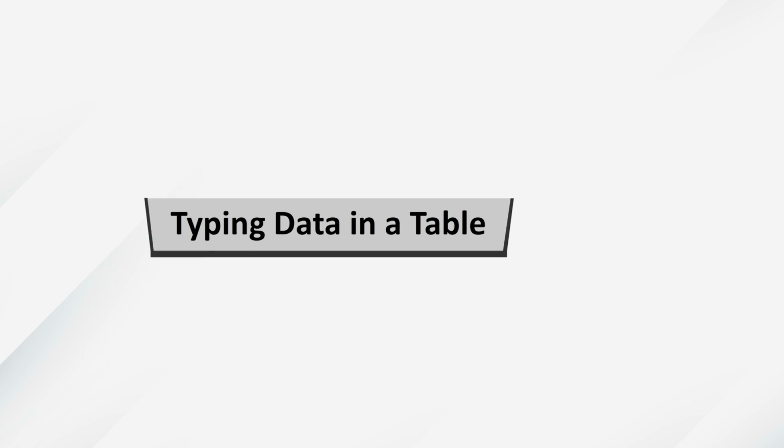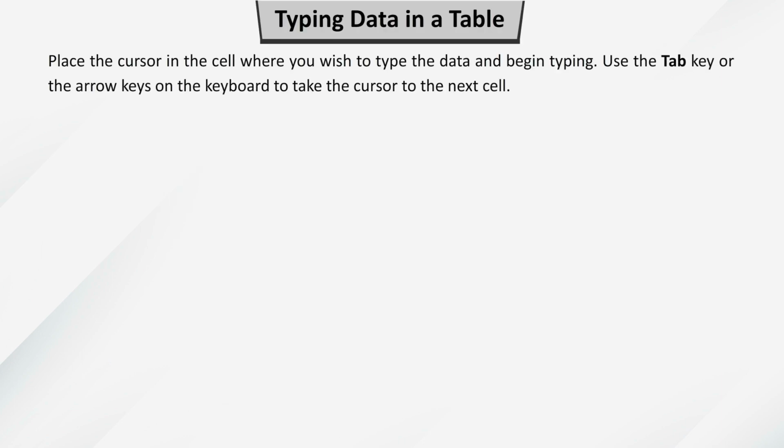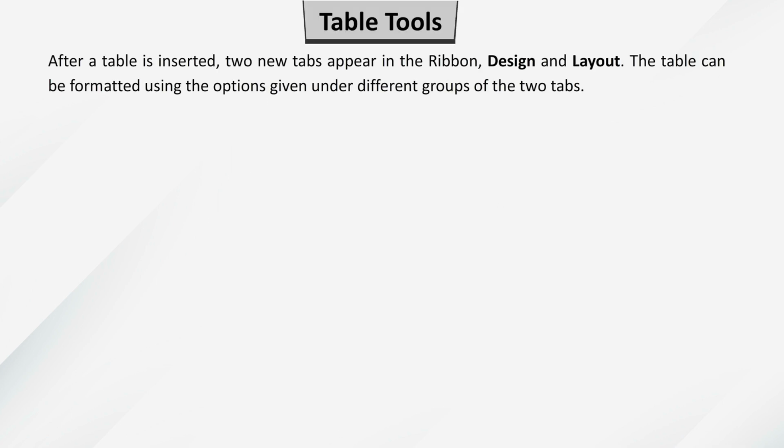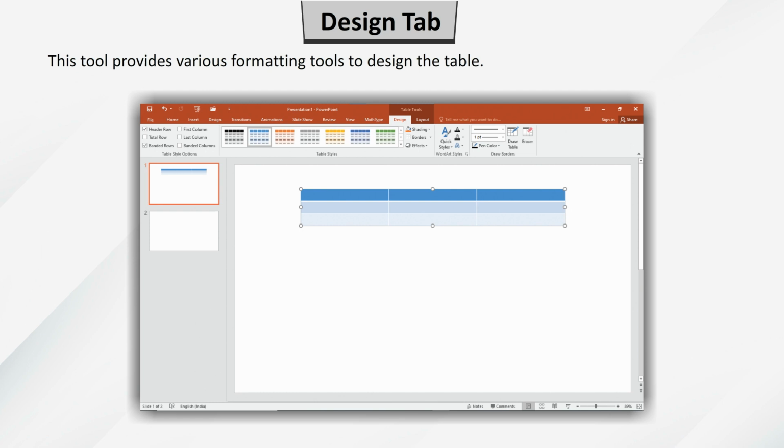Typing data in a table. Place the cursor in the cell where you wish to type the data and begin typing, or use the arrow keys on the keyboard to take the cursor to the next cell. Table Tools. After a table is inserted, two new tabs appear in the ribbon: Design and Layout. The table can be formatted using the options given under the two tabs. Design tab. This tool provides various formatting tools to design the table.